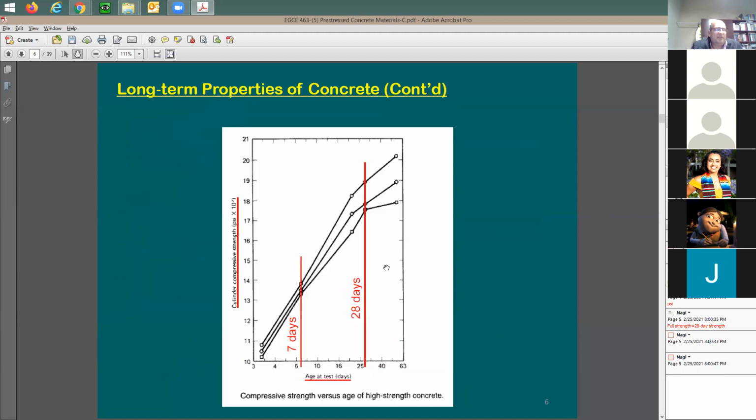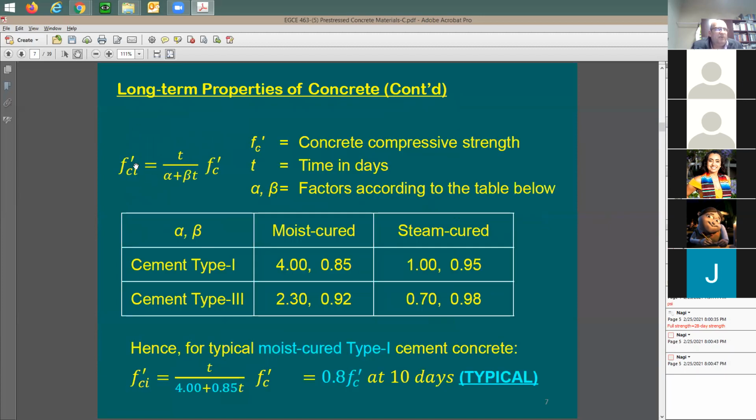I'm going to jump to this slide and come back. Here's my equation again. F prime CI is going to be equal to t, which is time in days, divided by alpha plus beta times again t, time in days. For cement type 1, you guys remember cement type 1, which is the same also as cement type 2, it's the regular conventional cement. And cement type 3 is the rapid strength cement. Certain precasters like to get high strengths quickly, which creates problems with shrinkage and creep. This is the bad thing about it, but the good thing is you get lots of strength in a short time.